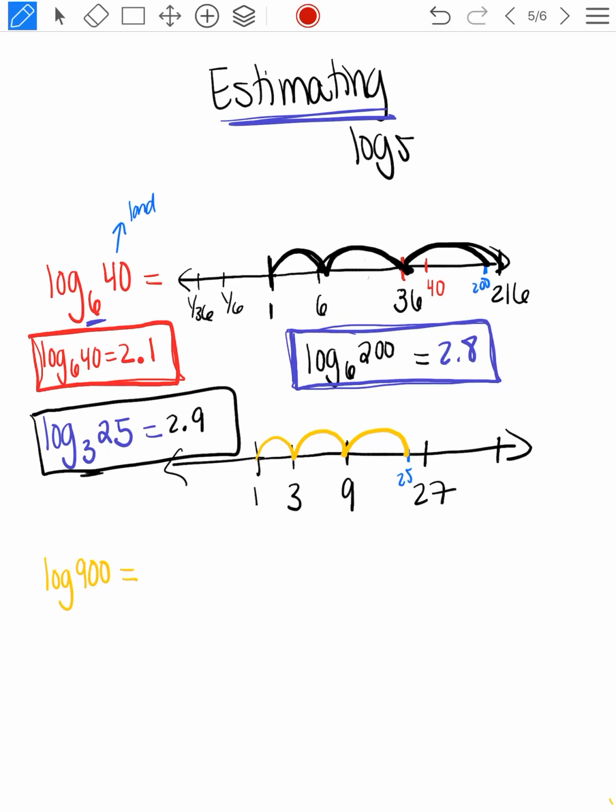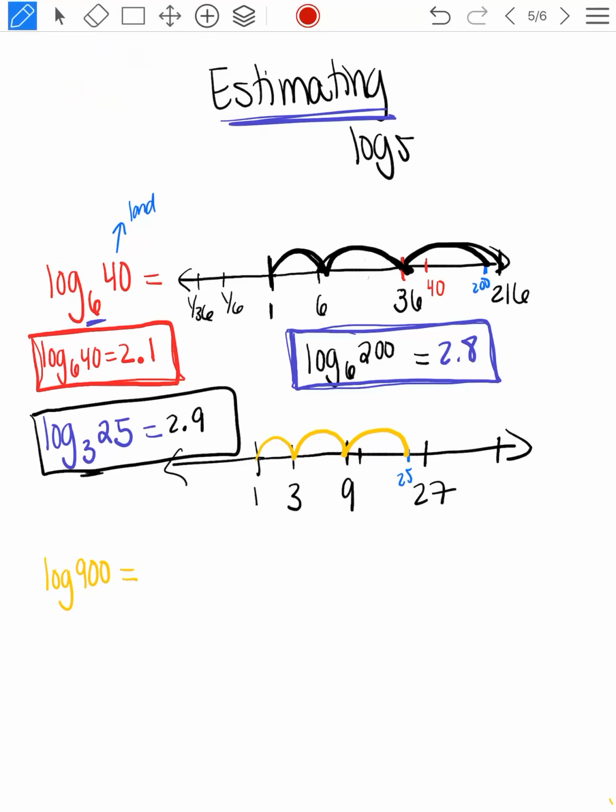Again, just estimating, just making sure if you put 2.1, that would not be right because you would be closer to 9. So we want to clearly be closer to 27, so we're closer to 3 jumps, so an estimate of 2.9 or 2.8 would be closer.